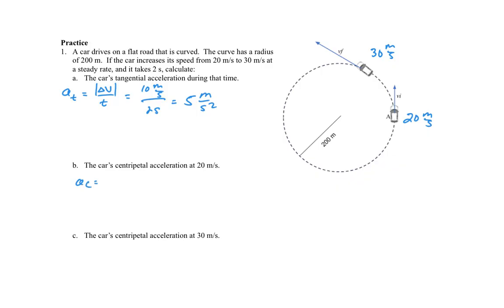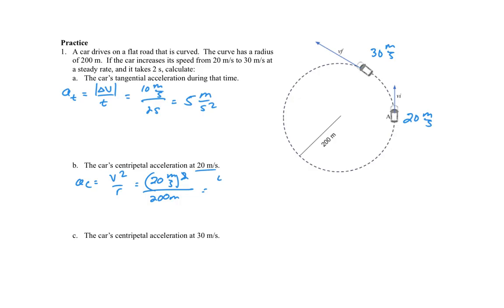Well, our centripetal acceleration is still v squared over r. So we can see that at 20 meters per second, our velocity is 20 meters per second squared, divided by our r is 200 meters.